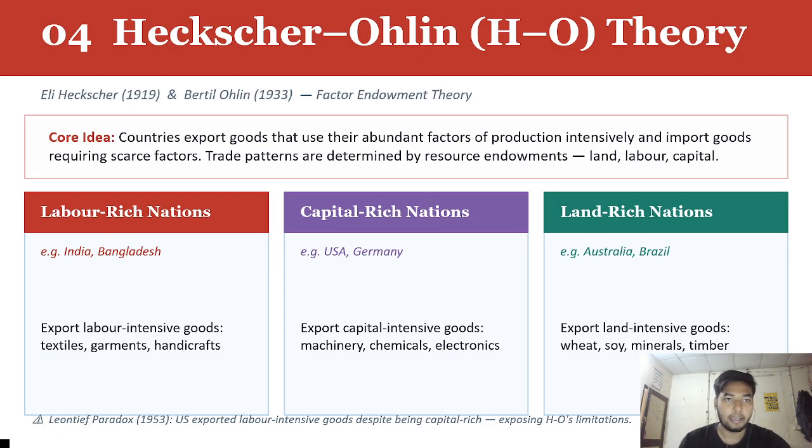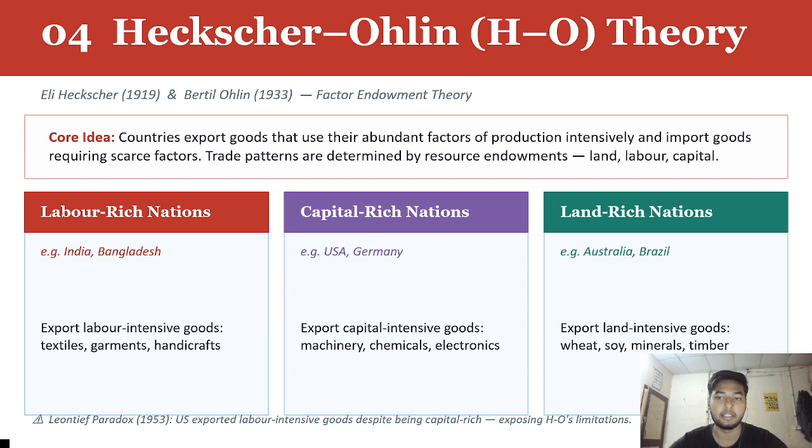Fourth, Heckscher-Ohlin theory. It explains that a country exports goods that use its abundant factors of production intensively and imports goods requiring the scarce factor. Trade patterns are determined by resource endowment.